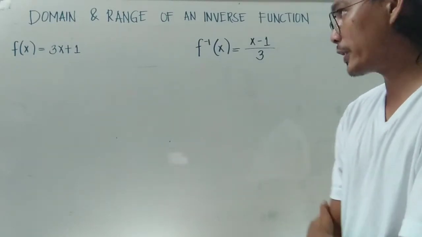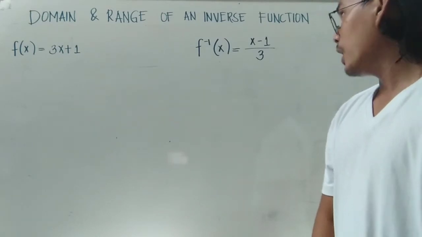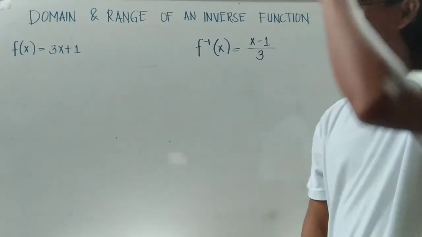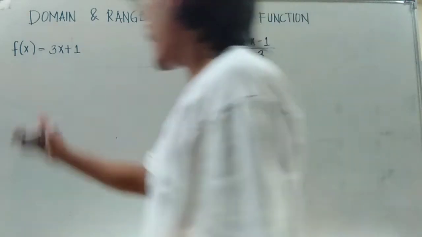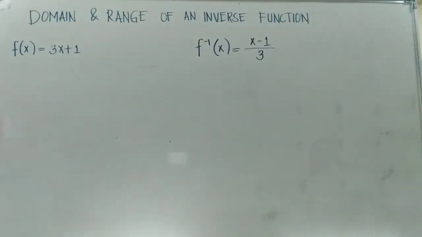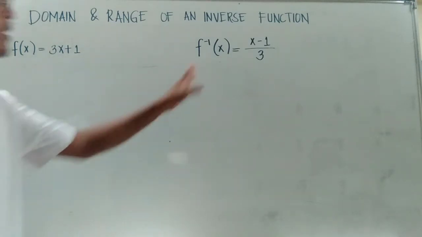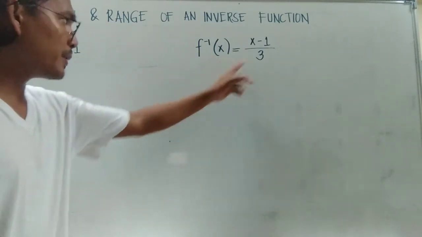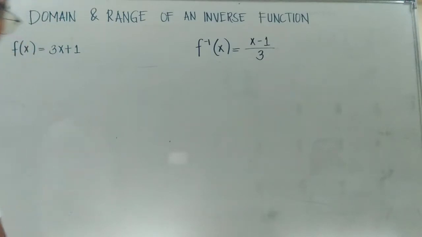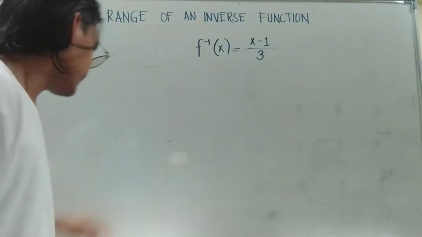So in this video we'll learn about the domain and range of an inverse function. Assuming we have the function f of x equals 3x plus 1 and its inverse, f inverse of x equals x minus 1 over 3. In this illustration, we will see the concept behind the domain and range of the function and its inverse.